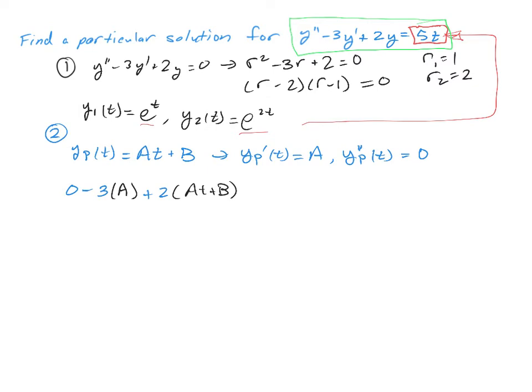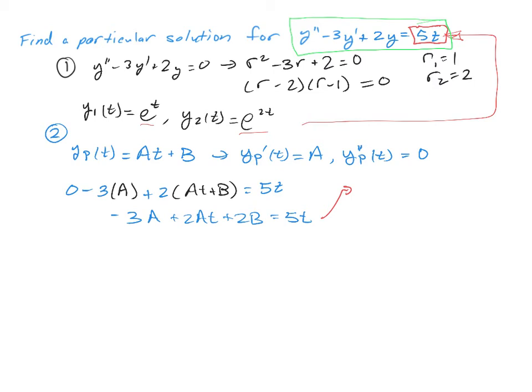And now this must match the forcing term 5t. We can now multiply this out, and that's going to give us negative 3a plus 2at plus 2b is equal to 5t. And then from here, we can now match coefficients and solve for a and b.